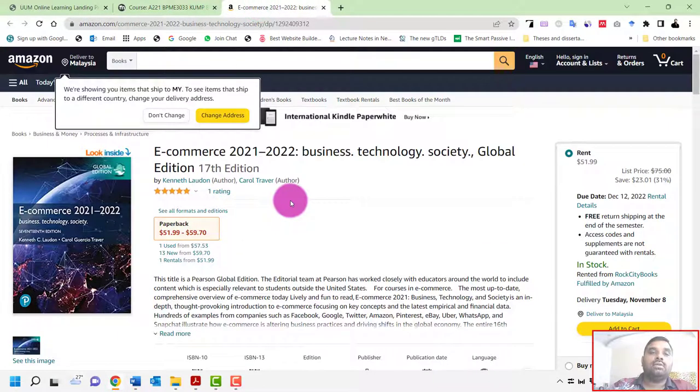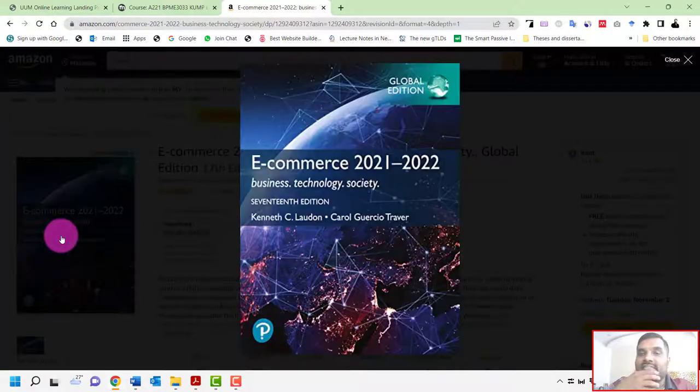This is a book, E-Commerce 2021-22. It's a bit expensive, but I think the university price or cooperative price is around 85 or 90. I'm not sure about the current price. So almost like that. Okay, don't be surprised by looking at this price. So this is a textbook, a very interesting textbook.